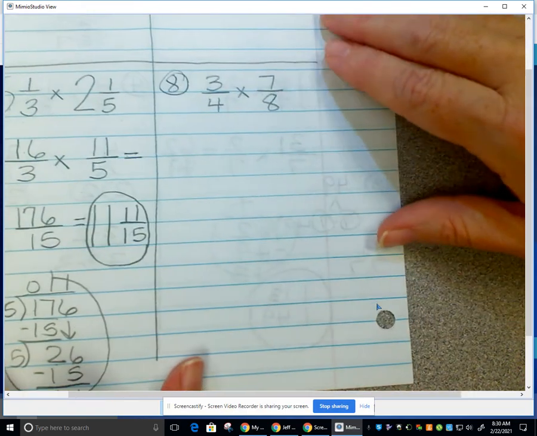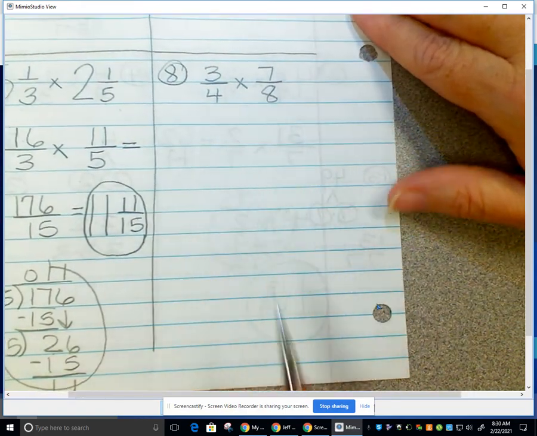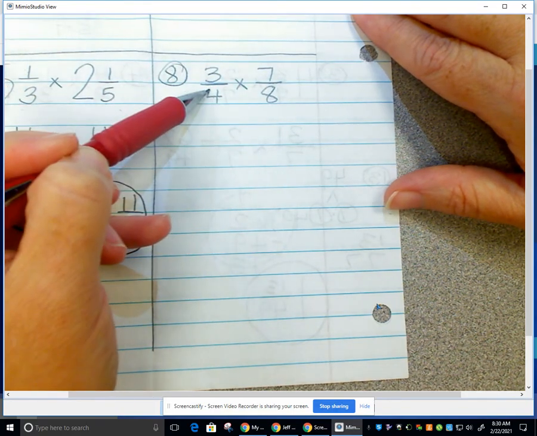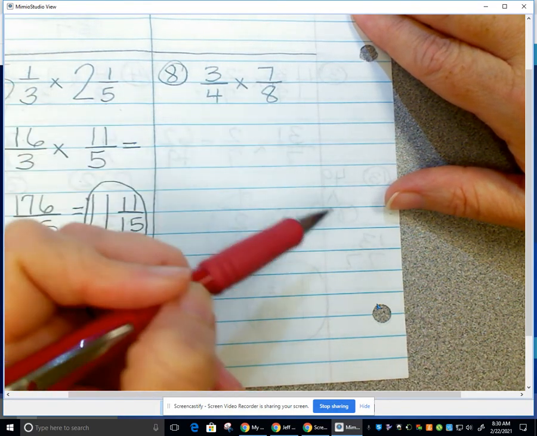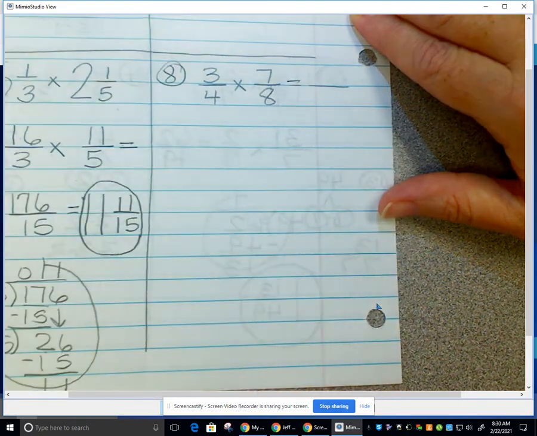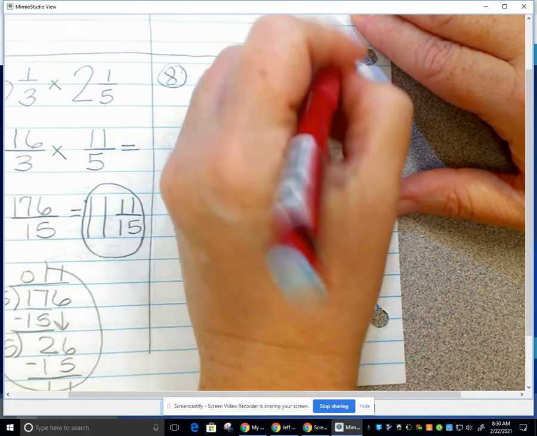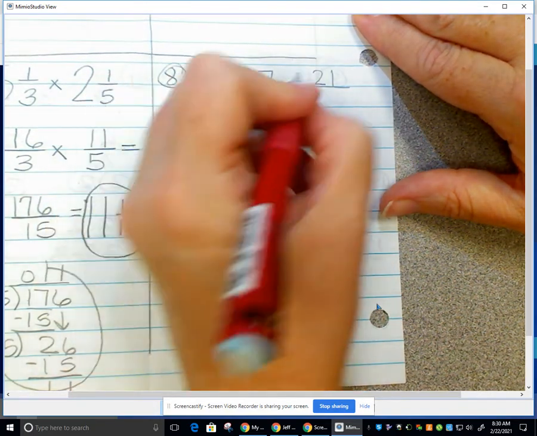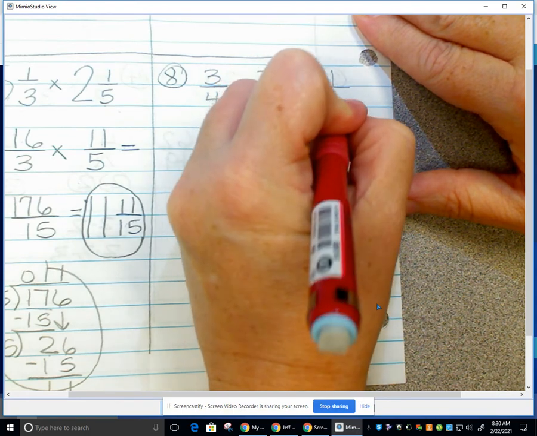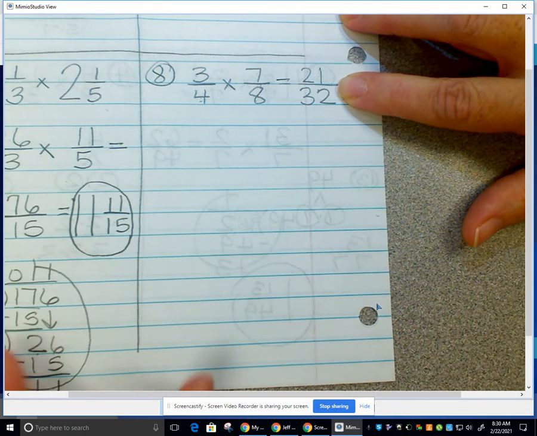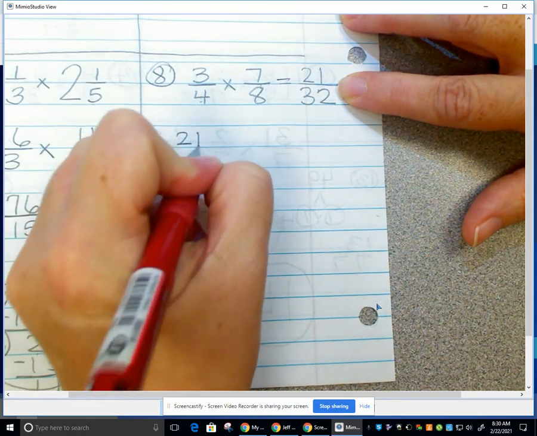Okay, number 8. We're multiplying. 3/4 times 7/8. That means I want a piece of 7/8. Top times top, bottom times bottom. 3 times 7 is 21. 4 times 8 is 32. That's a proper fraction, so I just need to make sure it is in simplest form.